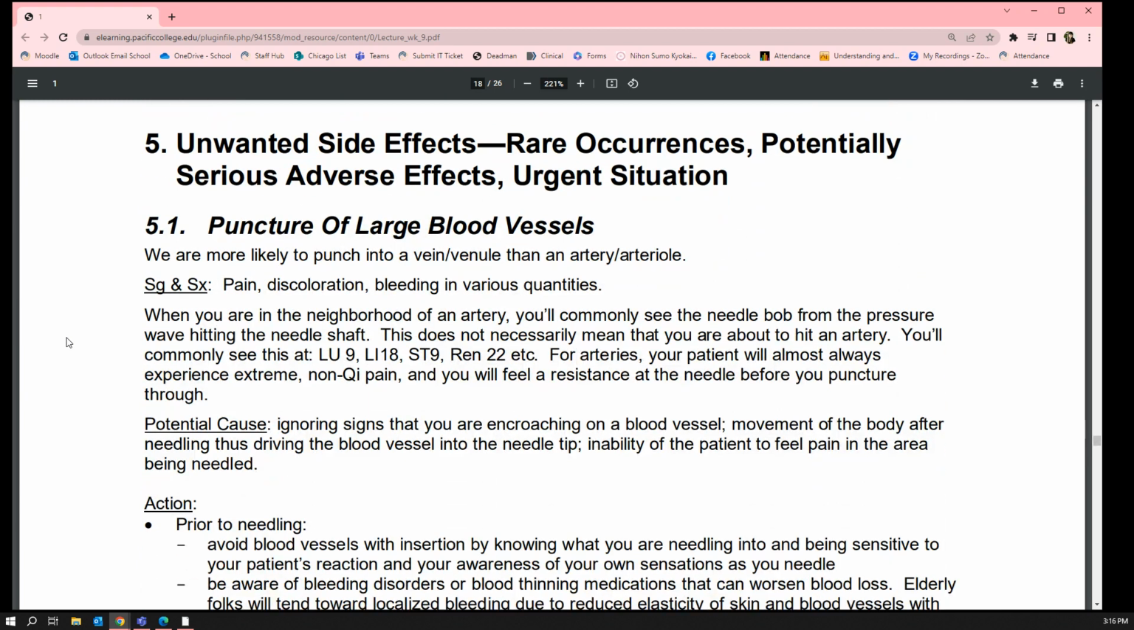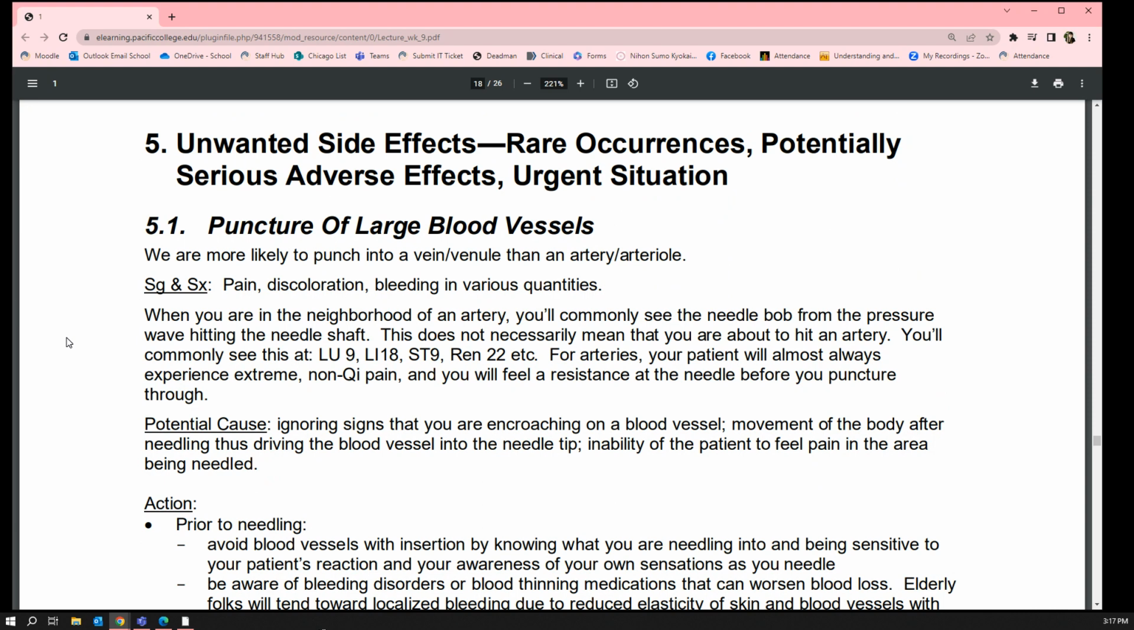All right, moving down the line here, we have unwanted side effects. These are rare occurrences, potentially serious adverse effects. These are urgent situations. These may be times at which you take someone to urgent care, or it may even be a time that you call 911, depending on the situation.